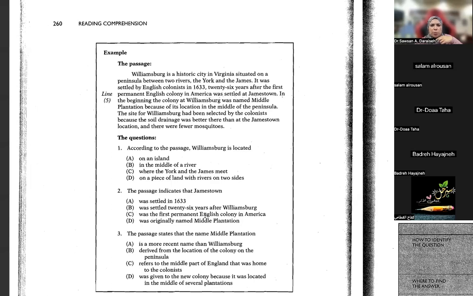Was the first permanent Jamestown? Yes. Was the first permanent English colony? Yes. Here, look at it. So 26 years. The permanent English colony in America. So we're talking about Jamestown. Jamestown is the first permanent English colony. Yes, it is, by the way. And D was originally named Middle Plantation. Was Jamestown called Middle Plantation? No, Williamsburg. No. So anyway, guys, listen.